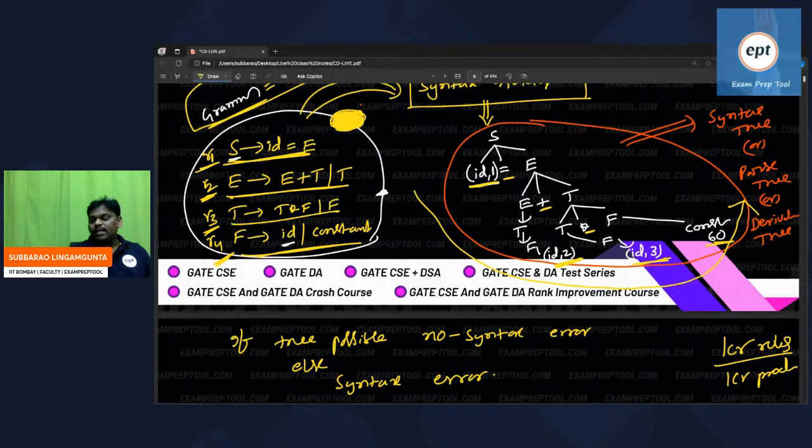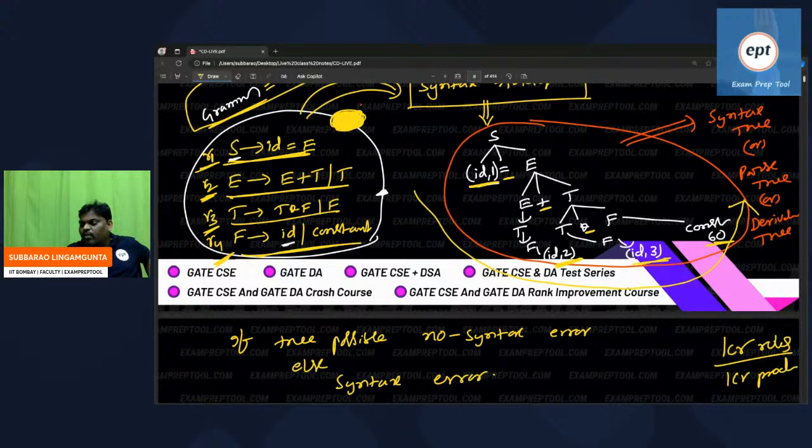Next one, syntax analyzer. Input: token string. Output: syntax tree or parse tree or derivation tree. Please remember the input and output. This is only the introduction. You cannot get everything in the introduction itself. I am adding one by one, slowly you will get it.